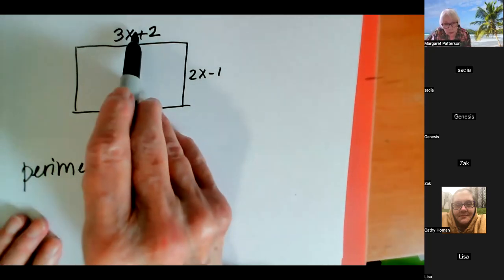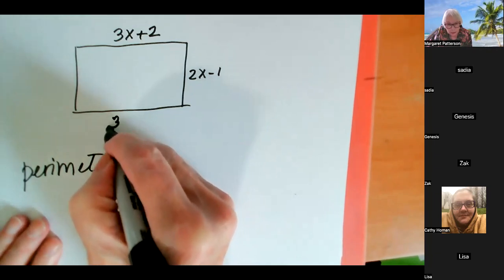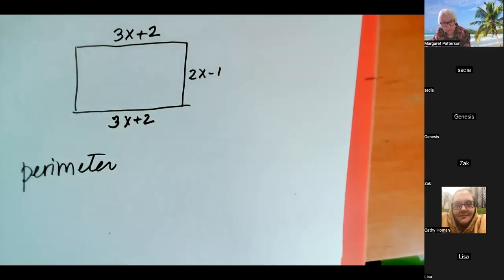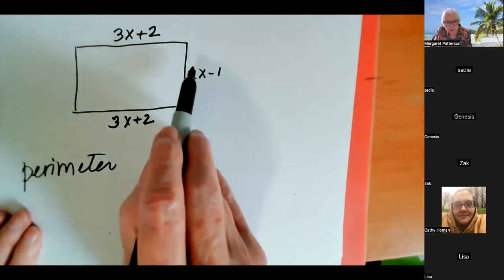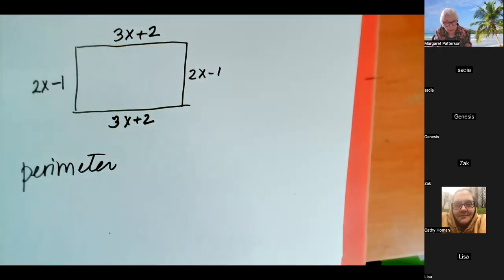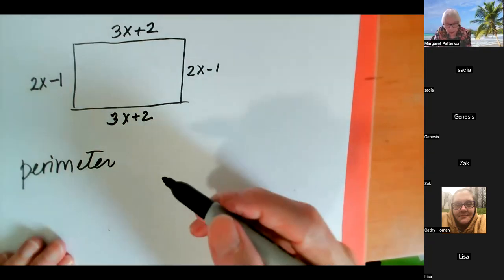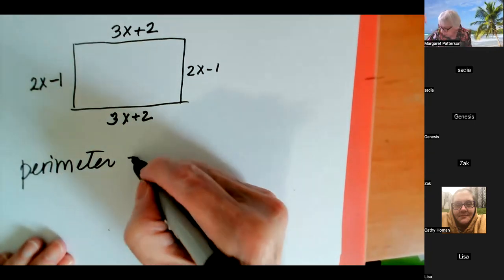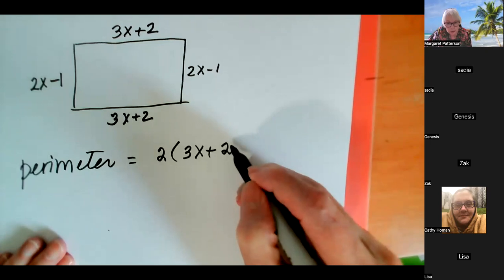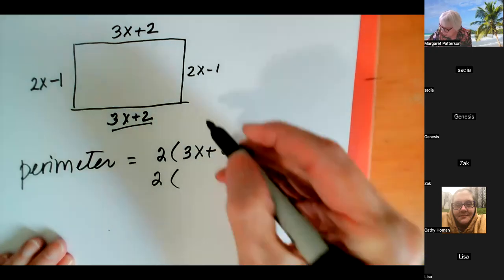So if this top one is 3x plus 2, the bottom one has to be, like it or not, the same. Acceptable? And the same goes for this one. If this is 2x minus 1, that's the same. So the perimeter is basically going around the edges and adding them up. Now, one thing you could do is you need 2 of these. So this will practice our distributive property. We need 2 of these, and we also need 2 of these.